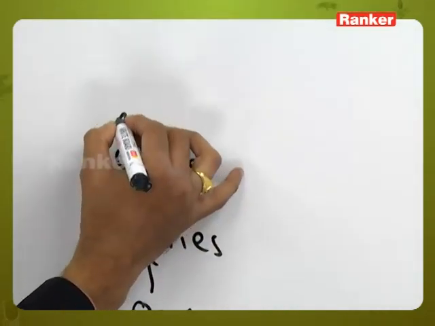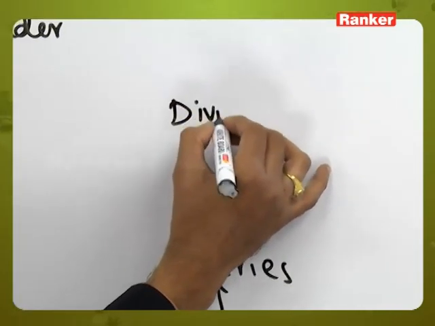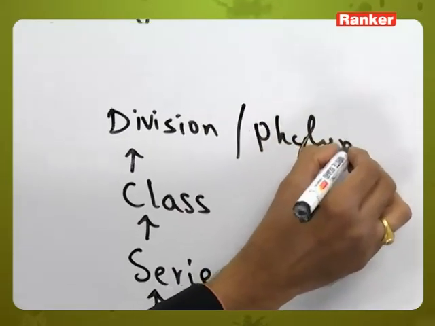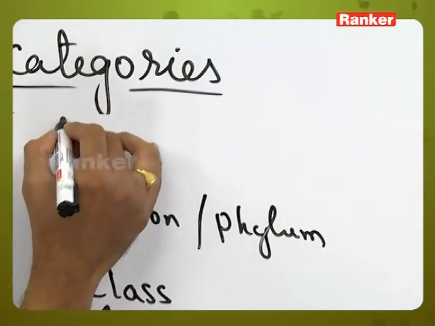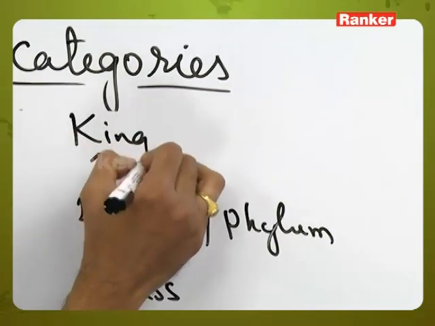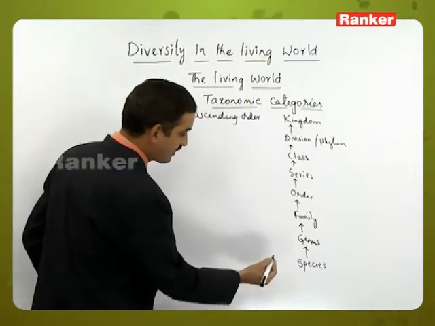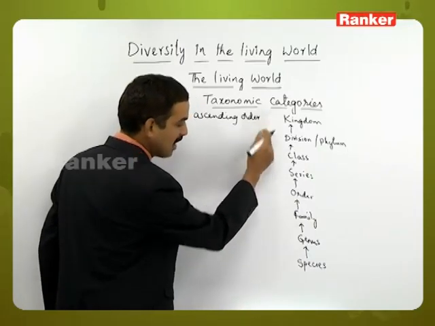one class, and similar classes are kept under a division or phylum, and the last one will be the kingdom, or actually it is not the last one, the top one. So it is ascending order from the smallest to the largest one.